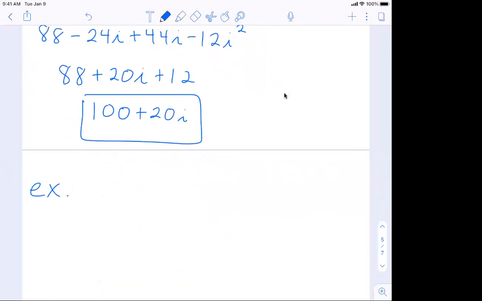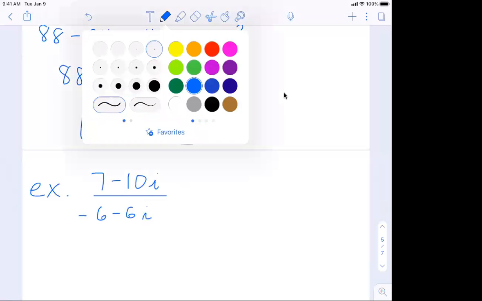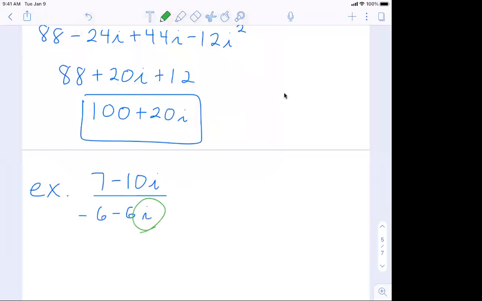So let's say we have 7 minus 10i over, so divided by, negative 6 minus 6i. All right. Well, the problem is we have an i in the denominator. Remember, i is the square root of negative 1. We don't want a square root in the denominator, so we have to rationalize this.